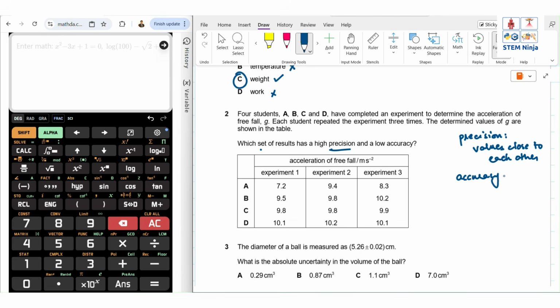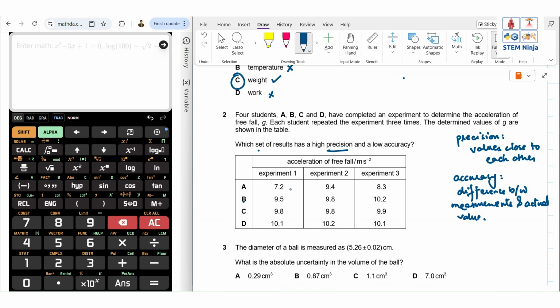Accuracy means basically the difference between measurements and the actual value. Lesser the difference, more accurate. So what we need to see over here is how close the values are clustered with each other and what is the difference of the average of those values from the accurate value, from 9.81.